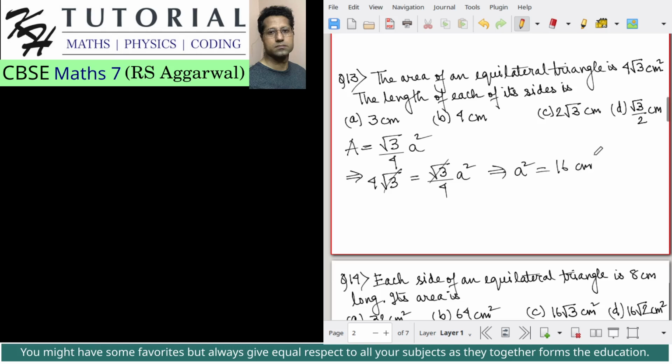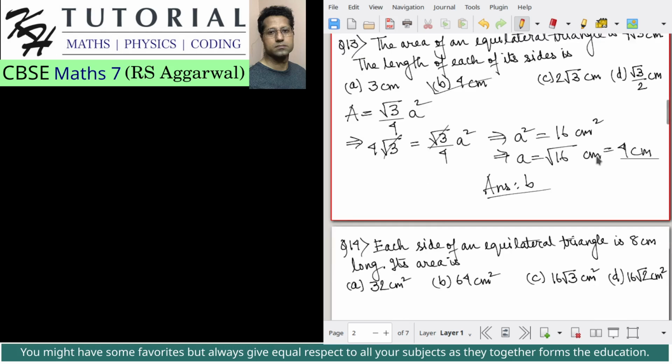This will be 16 centimeter square. So this implies A will be square root of 16 centimeter, which is 4 centimeter. So the length of each side of the equilateral triangle is 4 centimeter. So the correct choice is B. B is the correct choice. Let's see the next problem.